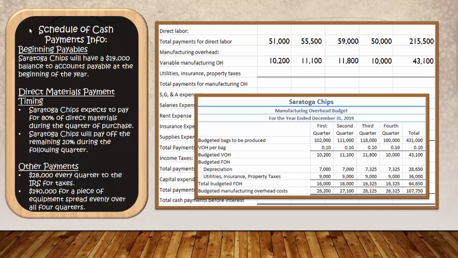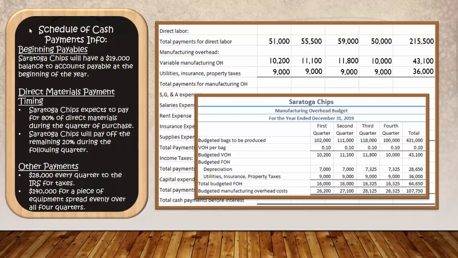Next section that we have is our utilities, insurance, and property taxes. For the first quarter, second quarter, third quarter, and fourth quarter, it was $9,000 each quarter, which means that Saratoga Chips is going to pay $36,000 in expenses for utilities, insurance, and property tax during the year.